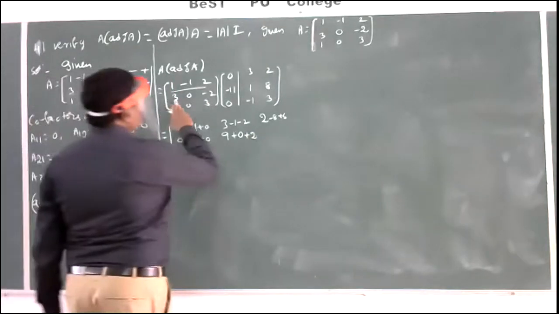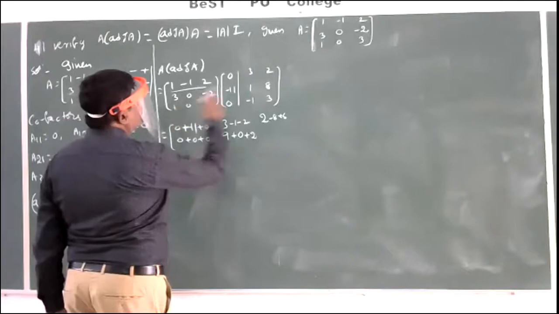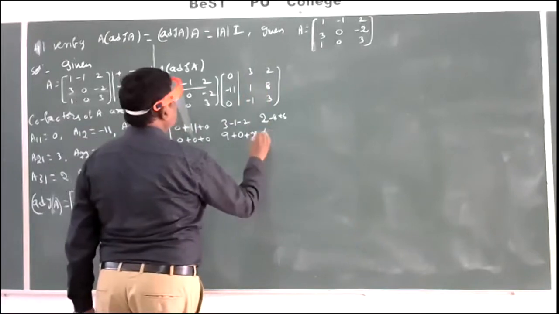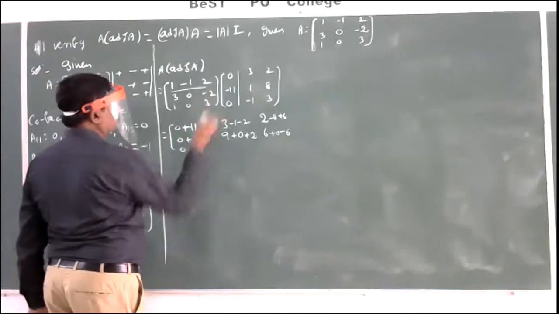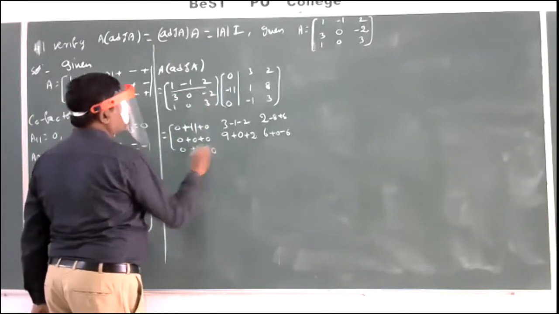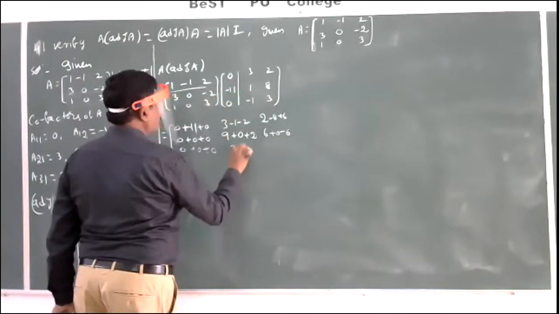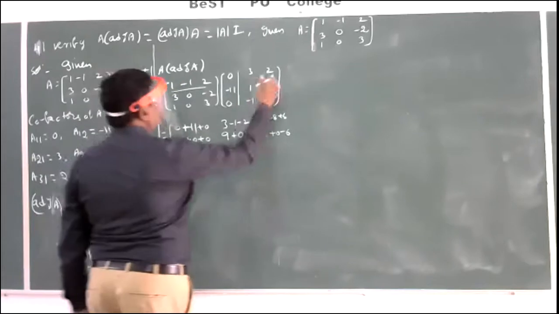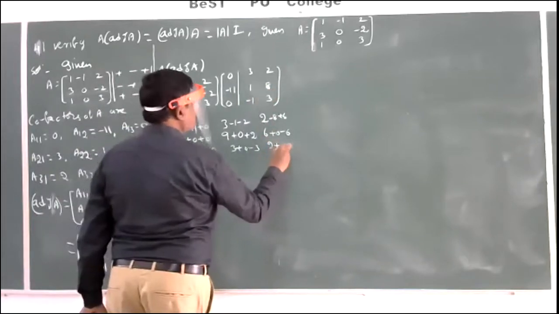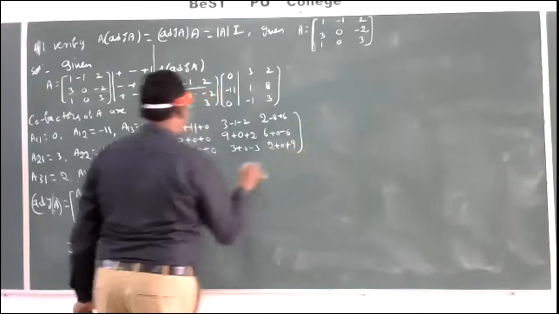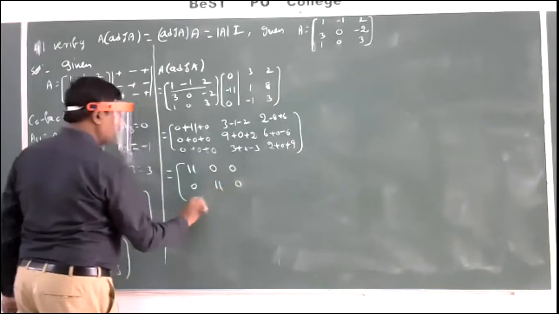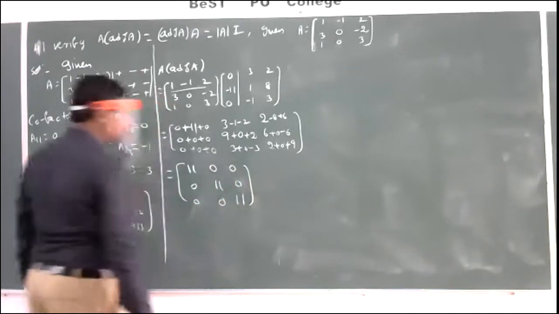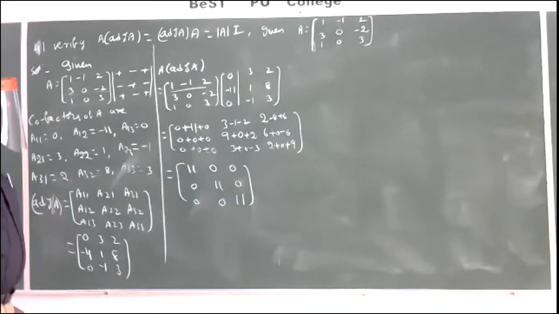Next 3 into 2, 6, plus 0, minus 6. Next 1 into 0, 0, 1 into 3, 3, 0, minus 3, 1 into 2, 2, plus 0, plus 9. Then it is [11, 0, 0; 0, 11, 0; 0, 0, 11]. It is A into adjoint A.